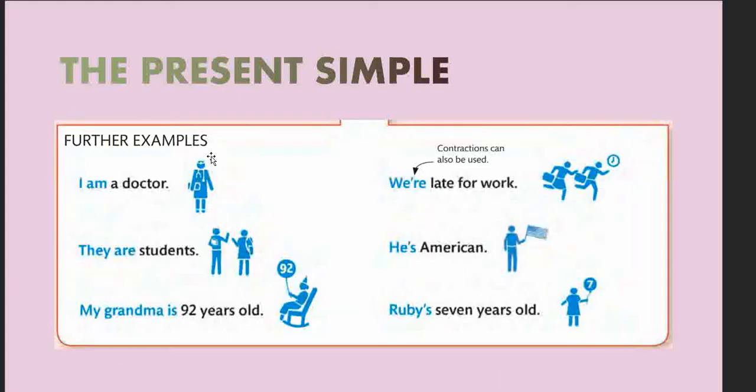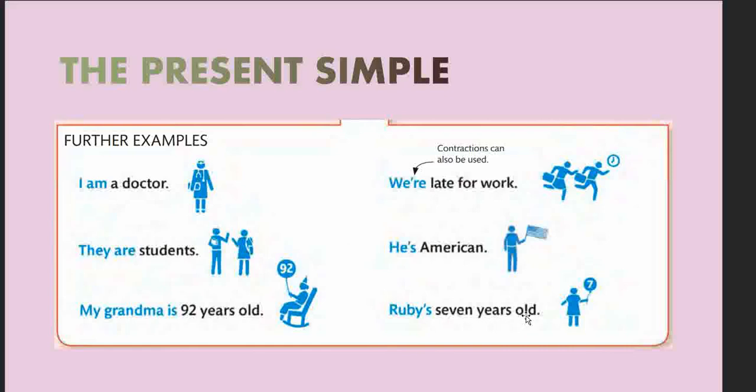For the examples, I am a doctor. They are students. My grandma is 92 years old. We are late for work. This 're is a contraction. A is taken away. So we are, an apostrophe is added for A. We are late for work. He is American. He's American. He is American, the i is taken away. It is apostrophized. That is how contractions are used.